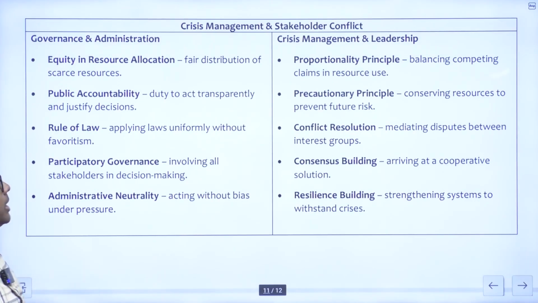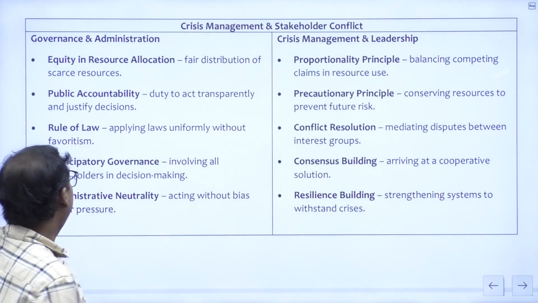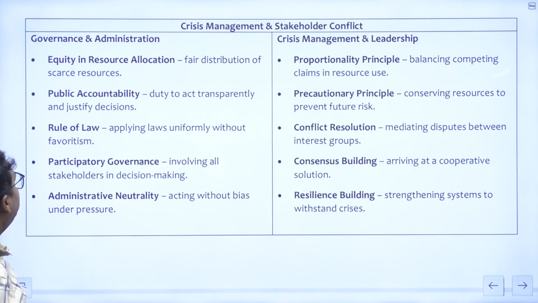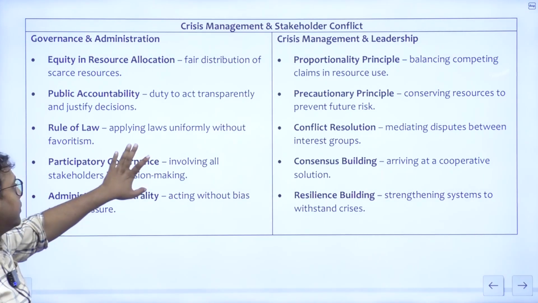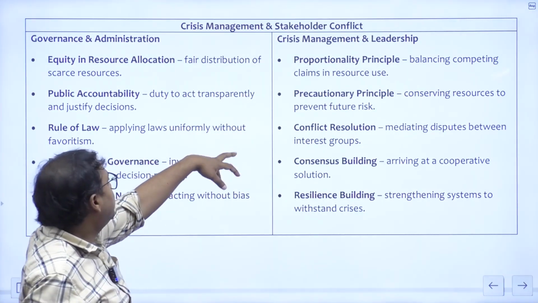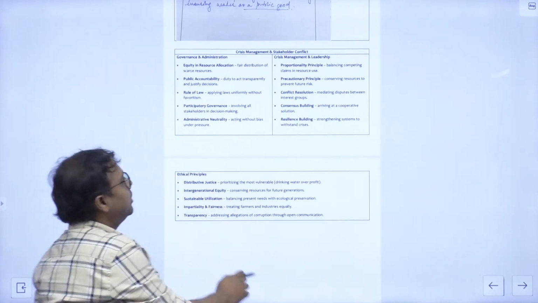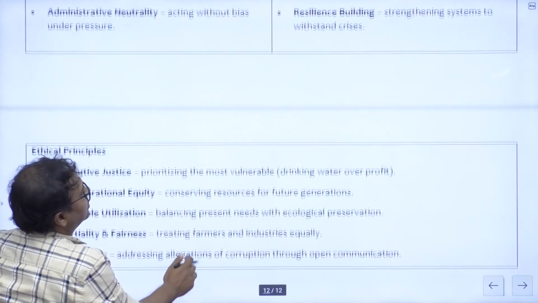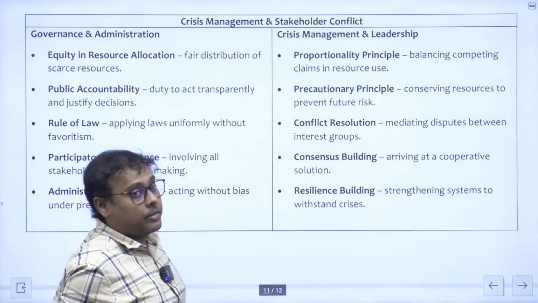Important is this: crisis management and stakeholder conflict में what are the technical terms that you should know? Governance and administration में equity in resource allocation, public accountability, rule of law, participatory governance, administrative neutrality. Crisis management and leadership, proportionality principle. This is very important term. Proportionality principle. Okay. Proportionality principle. This is very important.